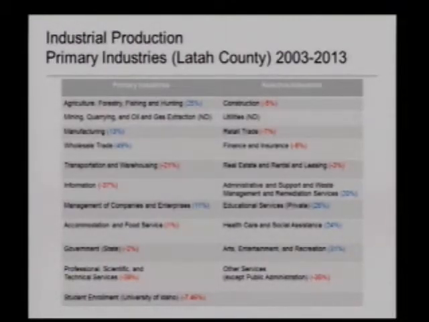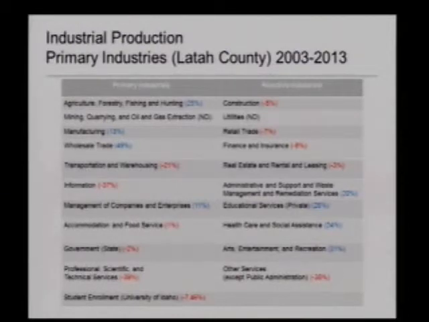Industrial production and primary industries. When economists look at different regions and they are evaluating a region for economic strength, they look at primary industries and they look at reactive industries. And primary industries, in a nutshell, are those industries that import money and export a good or a service outside of the local community for the most part. And reactive industries are those that are dependent upon the growth of the primary industries.